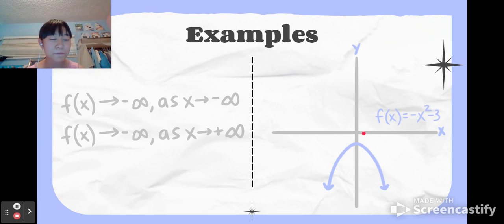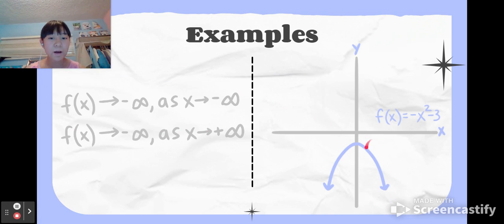Okay, so this is a graph of f of x equals negative x squared minus 3. And we can see that the y value is infinitely decreasing, which means it's going to infinitely negative values. And so is the x value. It's going to negative infinity as well, as this graph will continue on. So it can be represented by f of x approaches negative infinity as x approaches negative infinity.